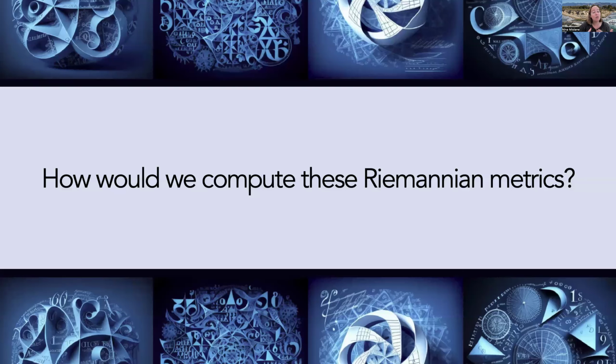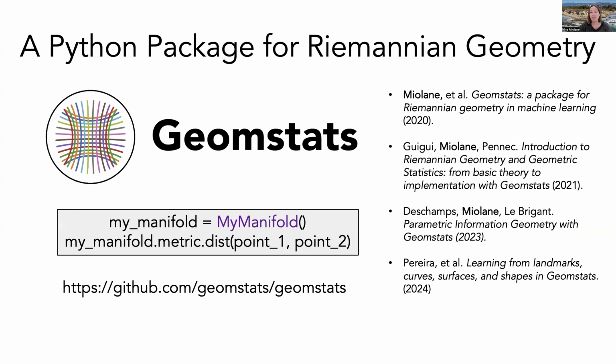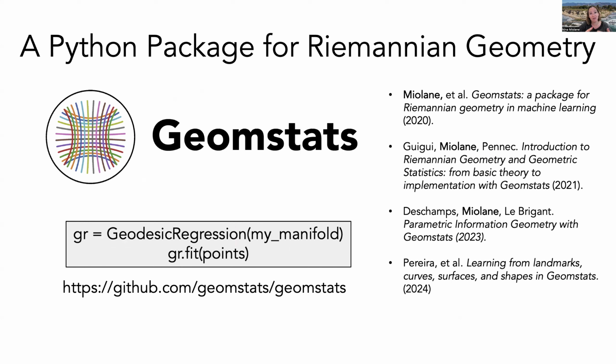But where do we start? How do we compute these Riemannian metrics? Our collaboration called GeomStats has developed a Python package to do exactly this. It's a Python package for Riemannian geometry that has the 4 classes of metrics that I just introduced. And not only can you use these metrics to compute distances, to quantify differences between different scenarios, you can also use them to do statistics or machine learning. So in the code snippet here, you see how you can use them to do geodesic regression, which is an equivalent of linear regression, but for manifolds and neural manifolds.